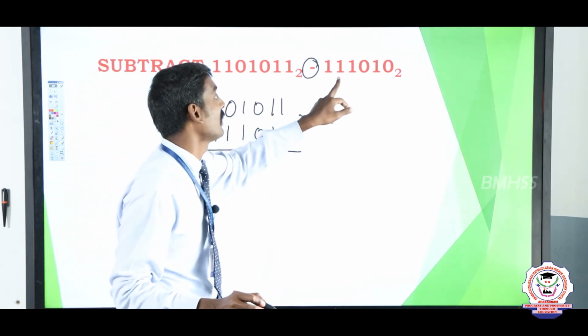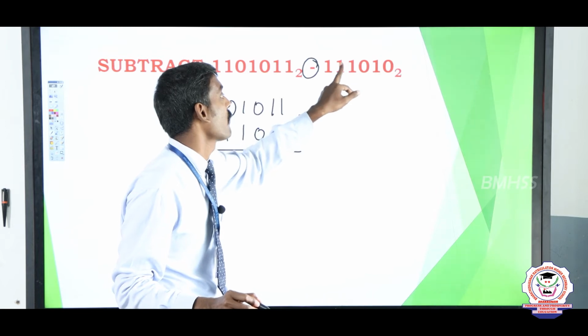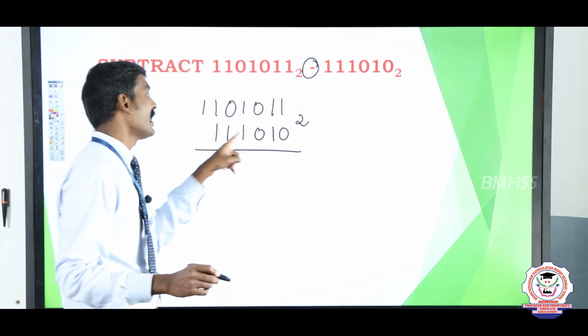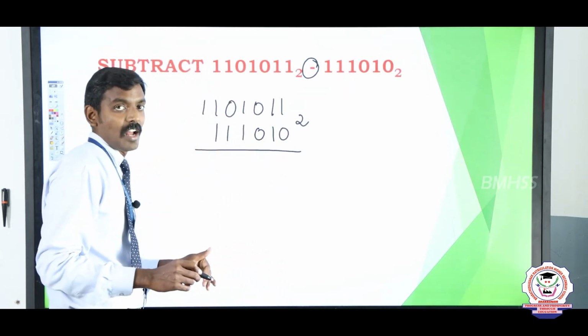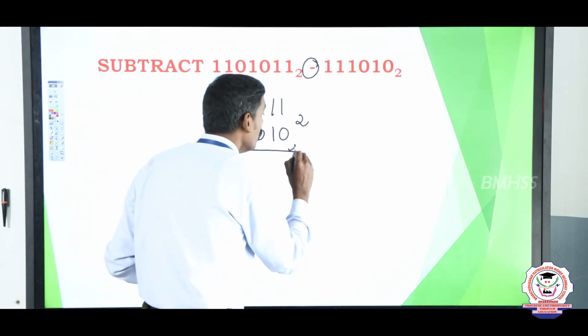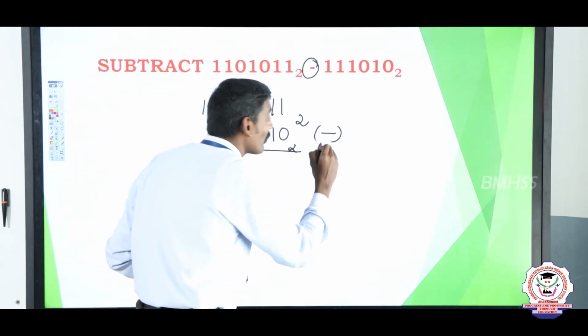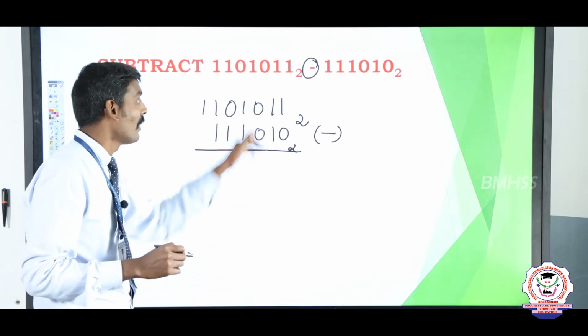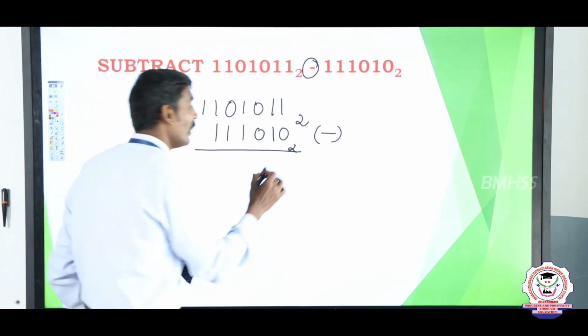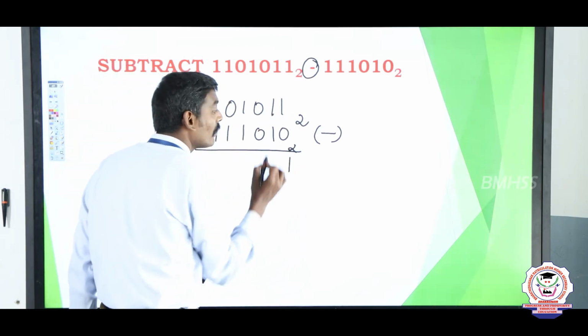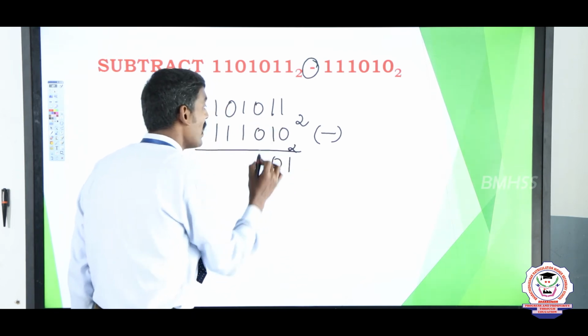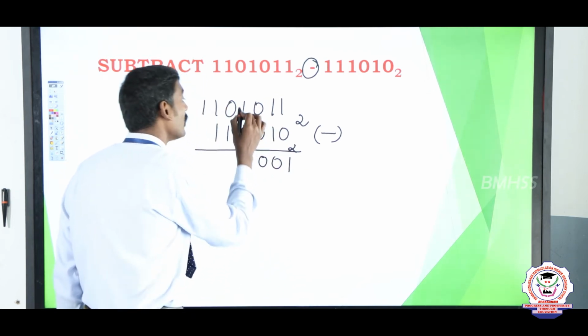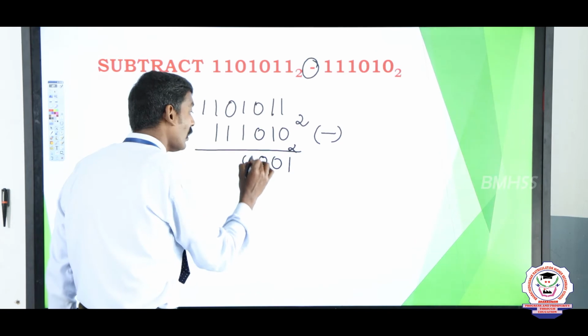How many bits are in the second number? 1, 2, 3, 4, 5, 6 bits are there. So you can check it there. We can write it as 6 bits. Now we are going to do the subtraction operation. Already you know the formula. 1 minus 0, what? Very good, 1. 1 minus 1, 0. 0 minus 0, 0. Here 1 minus 1, 0.